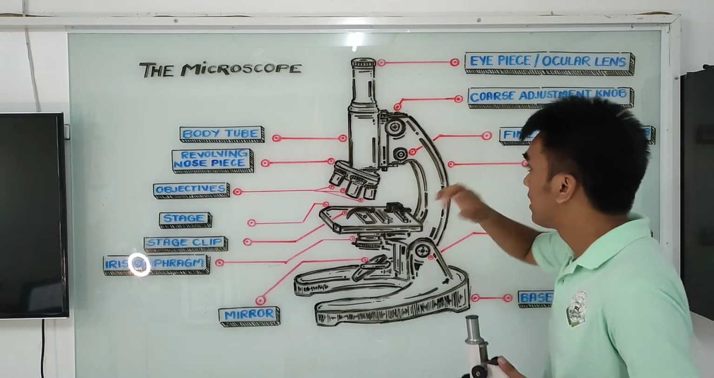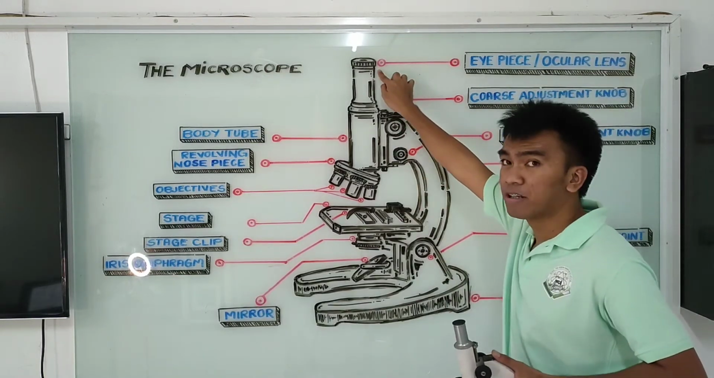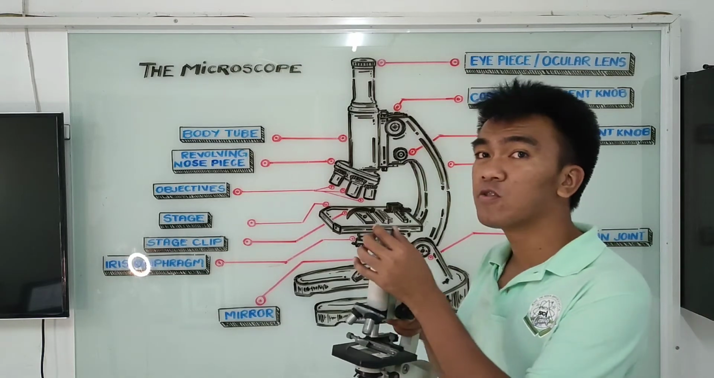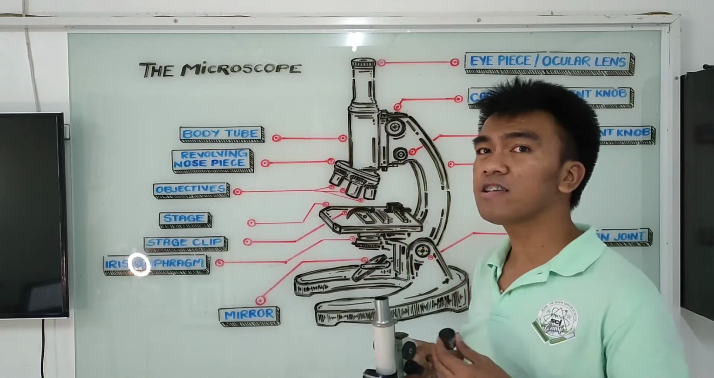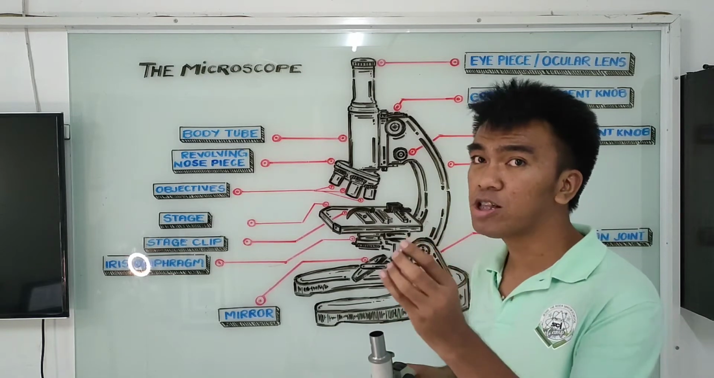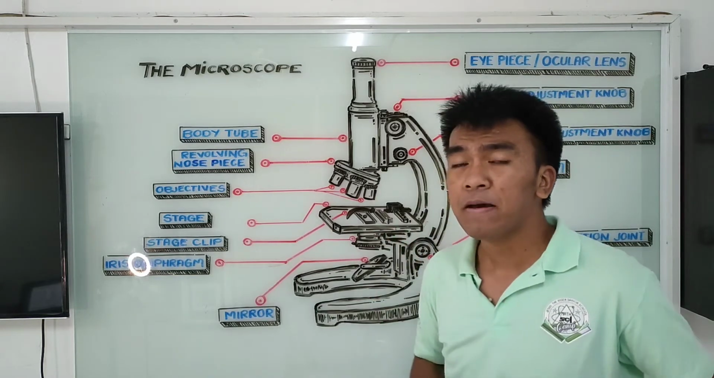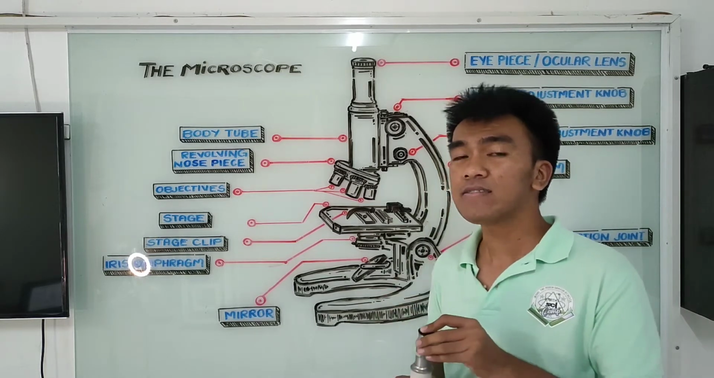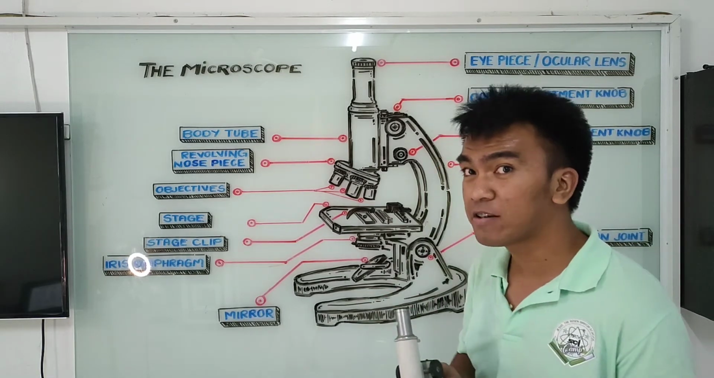Let us first discuss this part. This is an eyepiece. An eyepiece is also known as an ocular lens. This one is detachable and it has a 12.5 magnification. This eyepiece or ocular lens is used to peep through the microscope.